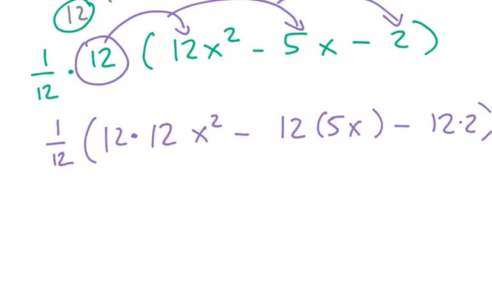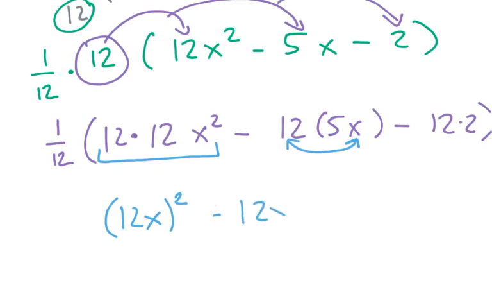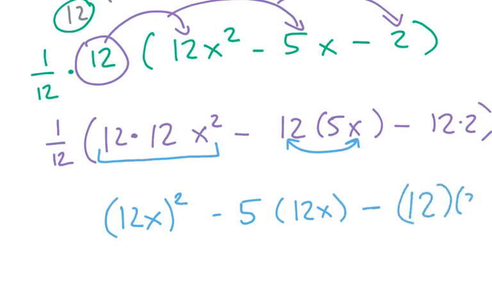We're going to take this, and I'm going to rewrite this part here as quantity 12x squared. I'm going to take the 12 and the x, and I'm going to pair them together. I'm going to rewrite this as 12 times x in parentheses, and put the 5 in the back. Actually, you know what? Let me flip it. Let me put the 5 in the front. Let me put the 12x in the back. In the back part, I'm just going to leave it as 12 times 2. Okay, and keep in mind that we do still have the 1/12 in front.